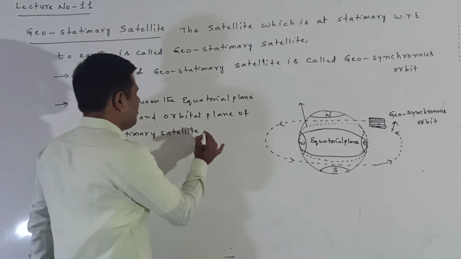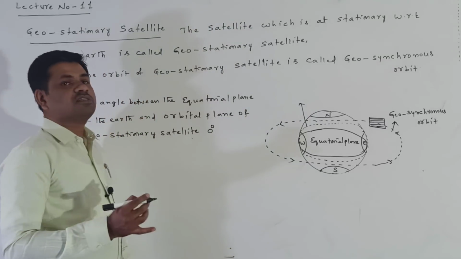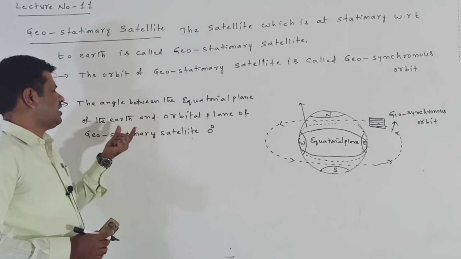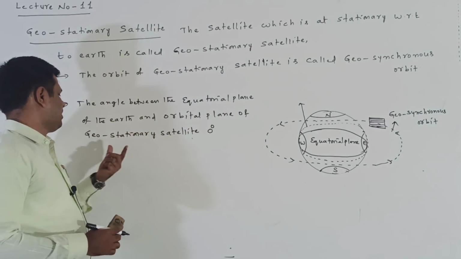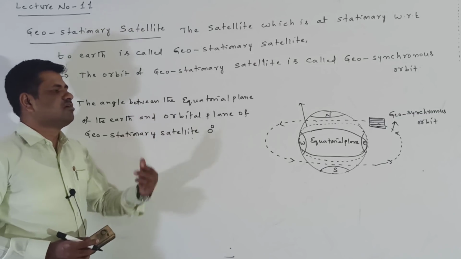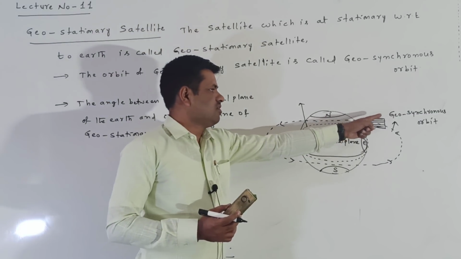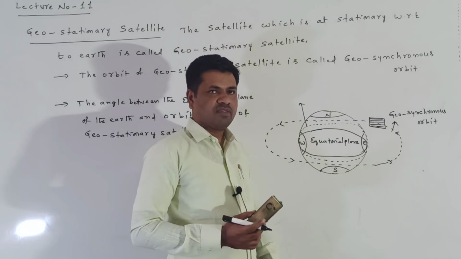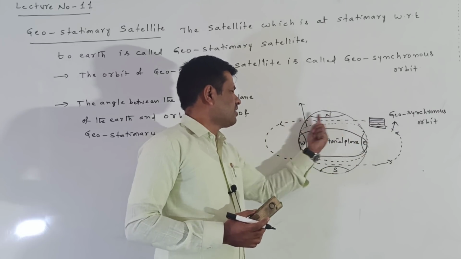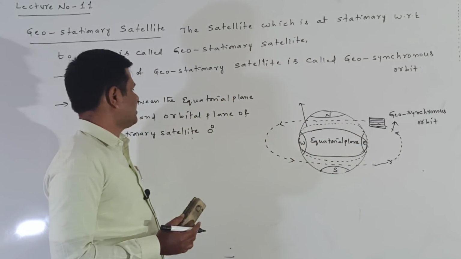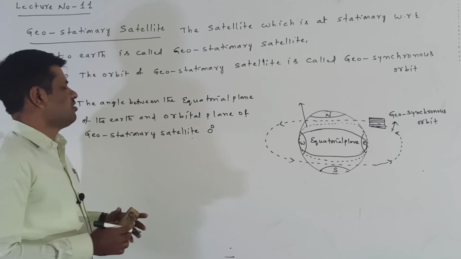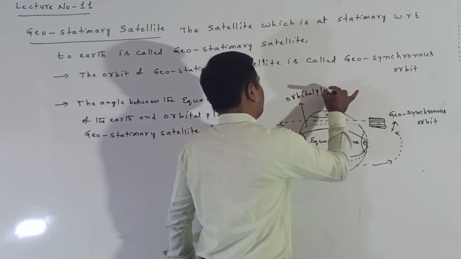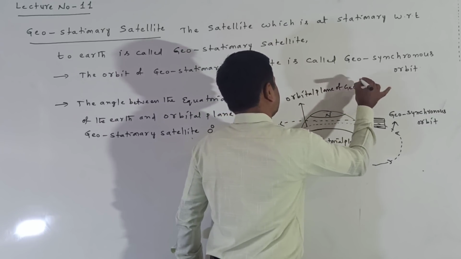So that's the reason the angle between these two is how many degrees here? 0 degrees. Right, this is the main point here. The angle between the equatorial plane of Earth and the orbital plane of the geostationary satellite is 0 degrees. In the geosynchronous orbit, the geostationary satellite is revolving in one plane, and that plane is called the orbital plane of the geostationary satellite.